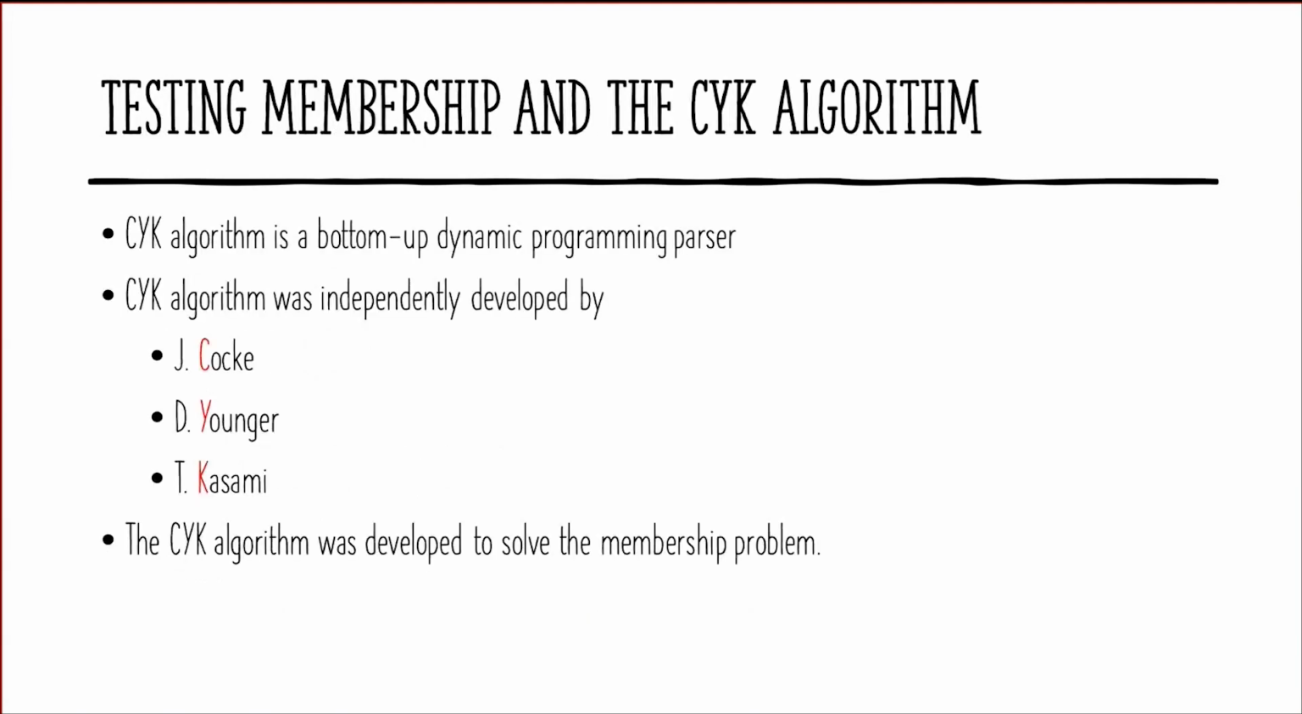So the CYK algorithm is a bottom-up dynamic programming parser. Dynamic programming algorithms are all bottom-up algorithms, and the CYK algorithm was independently developed by three computer scientists. That's why its name is the CYK algorithm. The algorithm was developed to solve this membership problem.